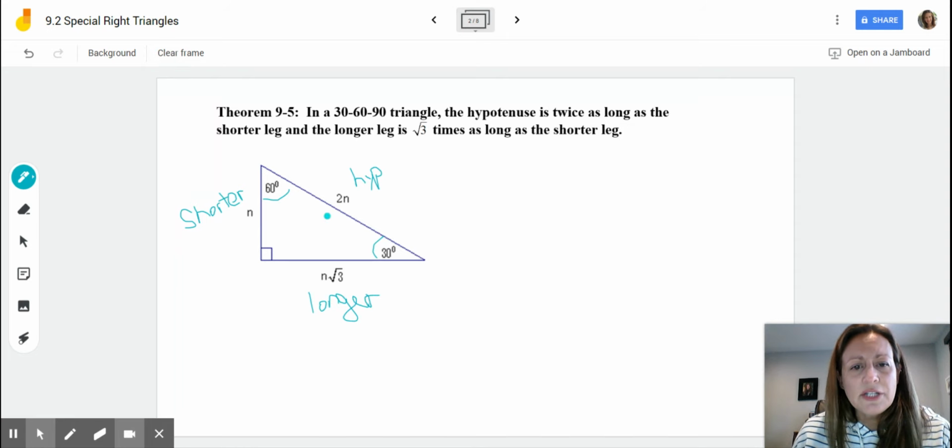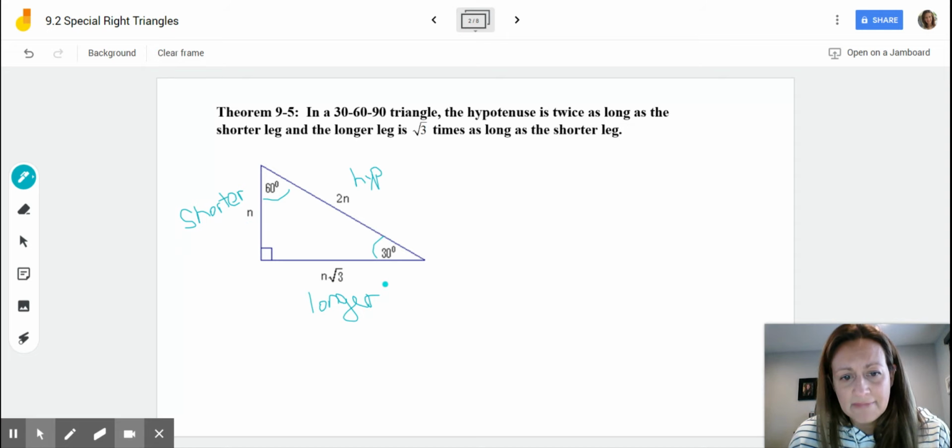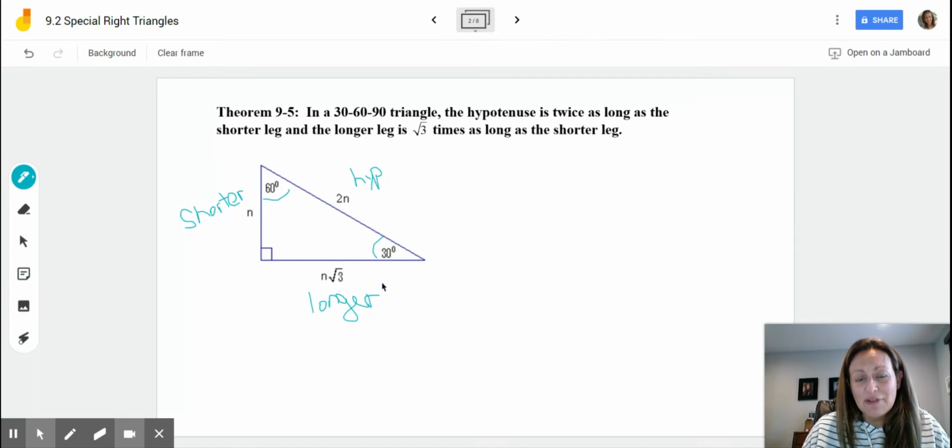Okay, the relationship between them is that the hypotenuse is always 2 times as long as the shorter leg, and the longer leg is just the shorter leg times radical 3. That's the relationship. Now, where does that come from? Once again, it comes from plugging things into the Pythagorean theorem.